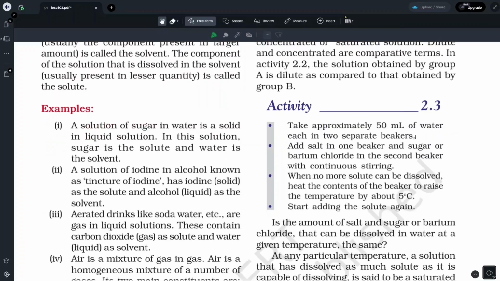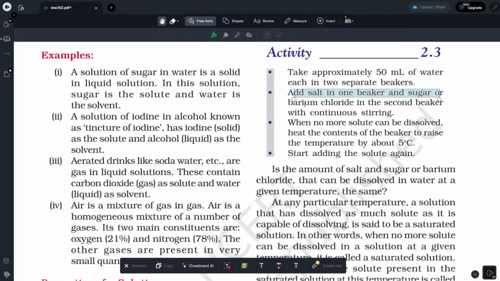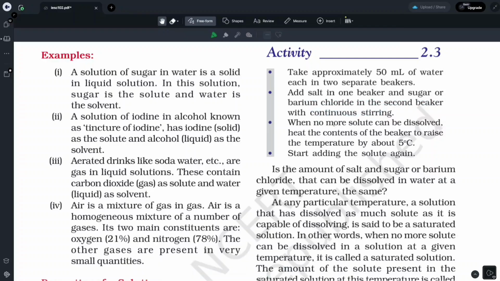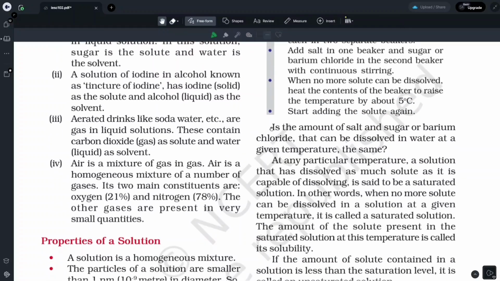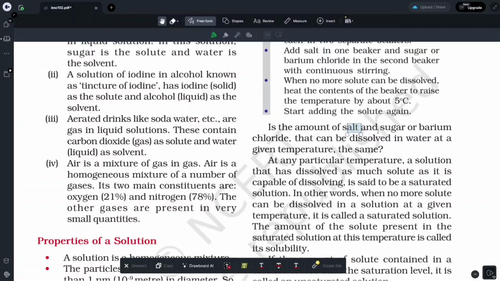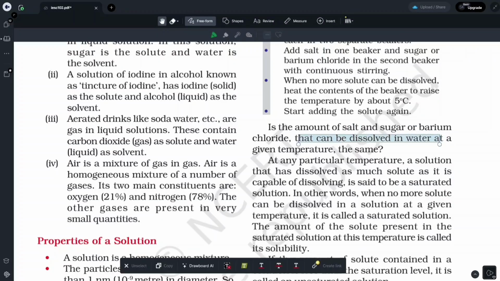Let's discuss activity 2.3. Take approximately 50 ml of water in each of two separate beakers. Add salt in one beaker and sugar or barium chloride in the second beaker with continuous stirring. When no more solute can be dissolved, heat the contents of the beaker to raise the temperature by about 5 degrees Celsius. Start adding the solute again. Is the amount of salt and sugar or barium chloride that can be dissolved in water at a given temperature the same?